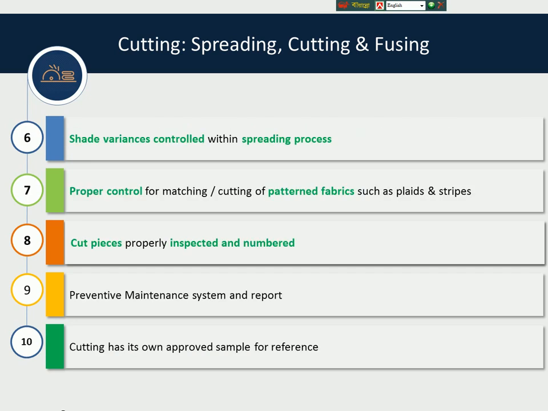Number 6. Shade variance controlled with spreading process. Number 7. Proper control for matching cutting of pattern fabrics such as plaids and stripes. Cut pieces properly inspected and numbered. Preventive maintenance systems and report. Cutting has its own approved sample for reference.